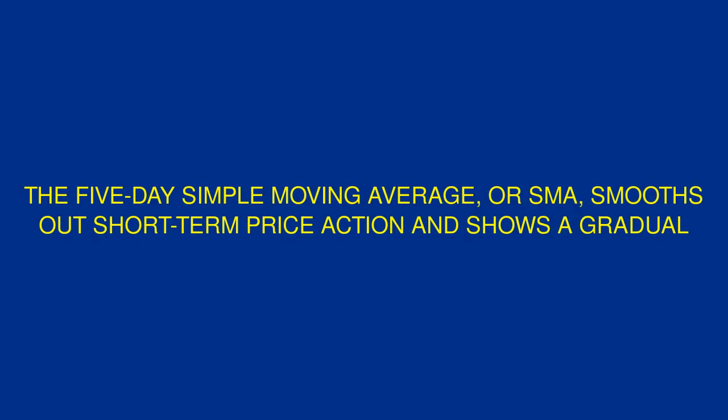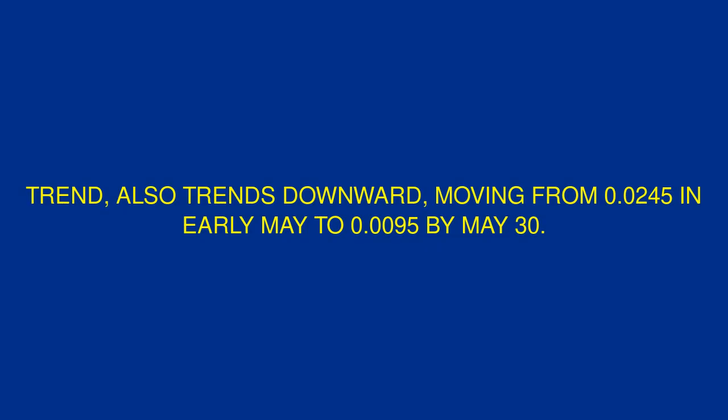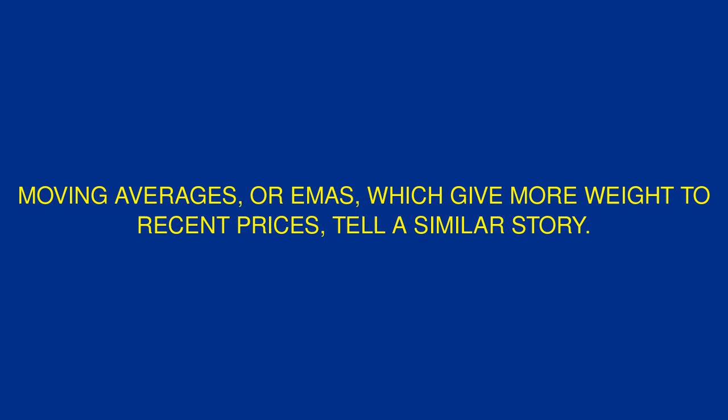The 5-day simple moving average, or SMA, smooths out short-term price action and shows a gradual decline from 0.012 in early May 2025 to 0.008 by late May. The 20-day SMA, which captures a broader trend, also trends downward, moving from 0.0245 in early May to 0.0095 by May 30th. The exponential moving averages, or EMAs, which give more weight to recent prices, tell a similar story.